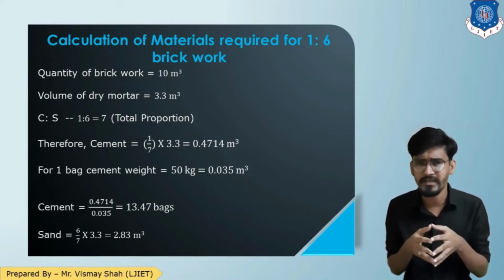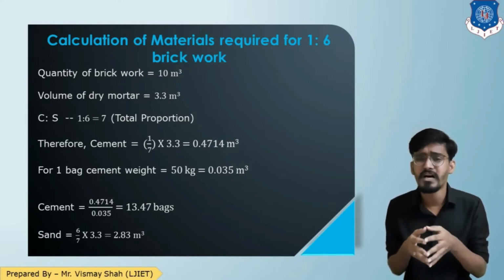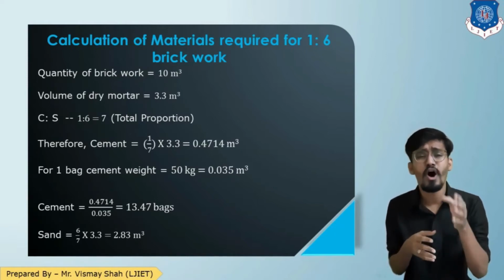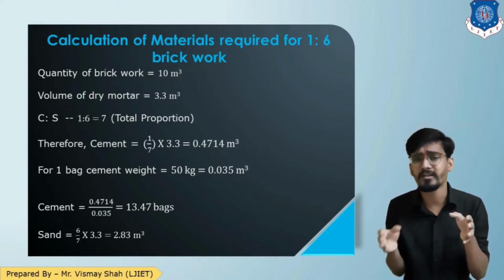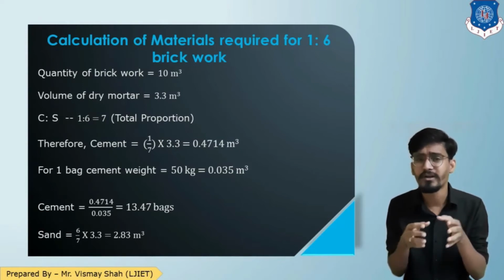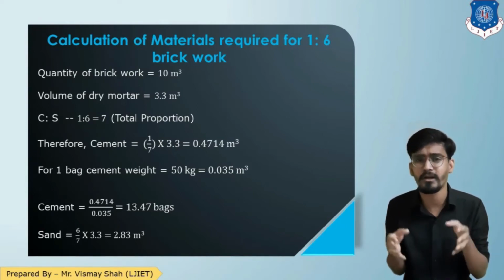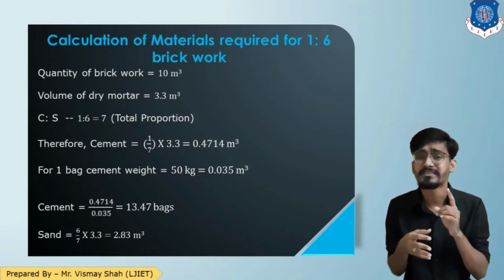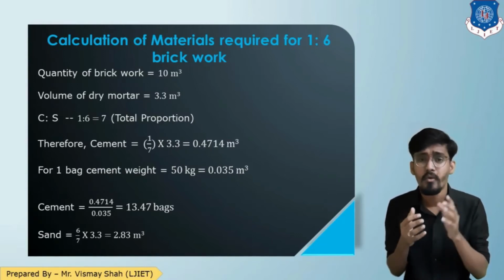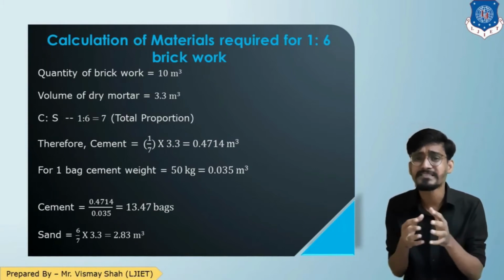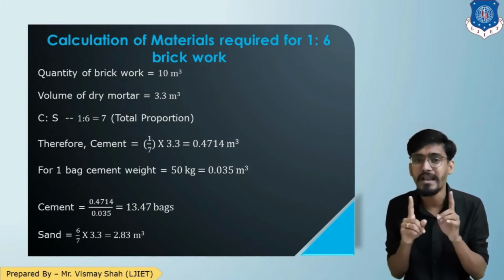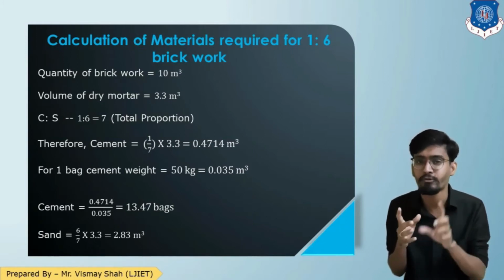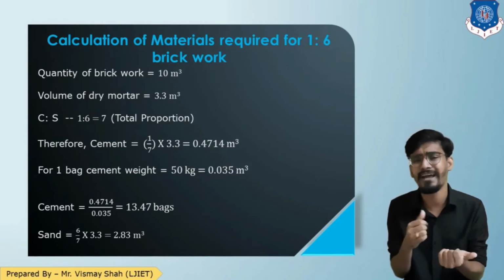So the quantity of brickwork is 10 cubic meter. Now we have just studied that for 1 cubic meter, 0.33 cubic meter of mortar is required. So for 10 cubic meter, 3.3 cubic meter of mortar will be required, pardon me. Now the cement sand ratio is 1:6. 1 part of cement, 6 parts of sand. So the total parts are 7. The mortar will consist of 7 parts, out of which 1 part will be cement and 6 parts will be sand.